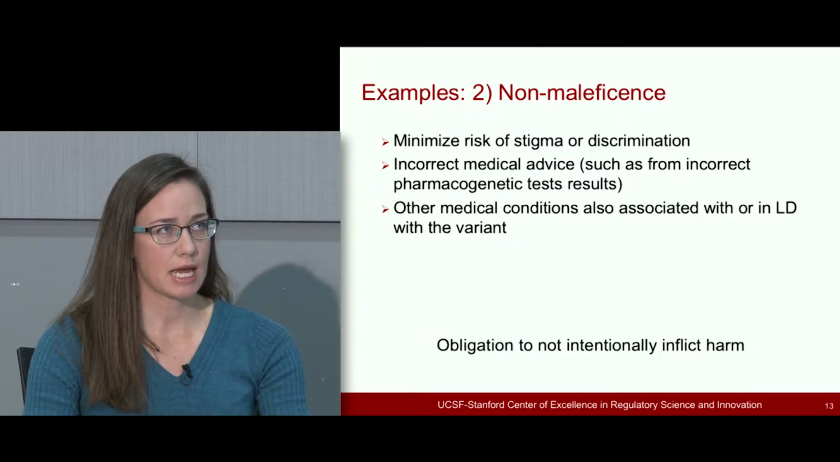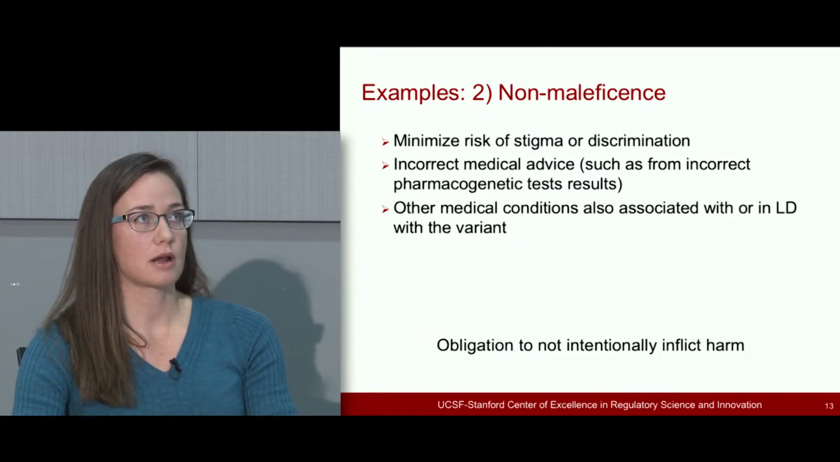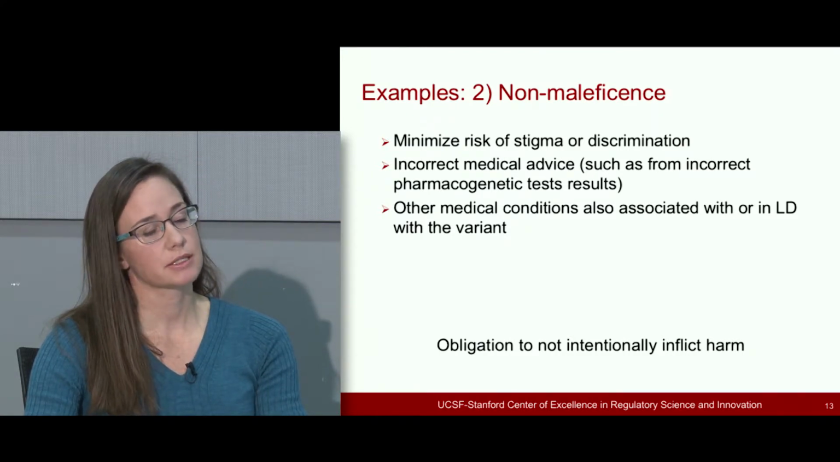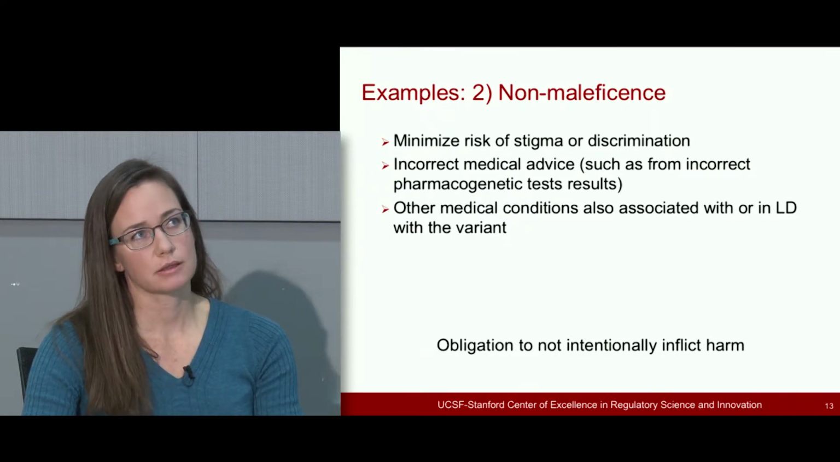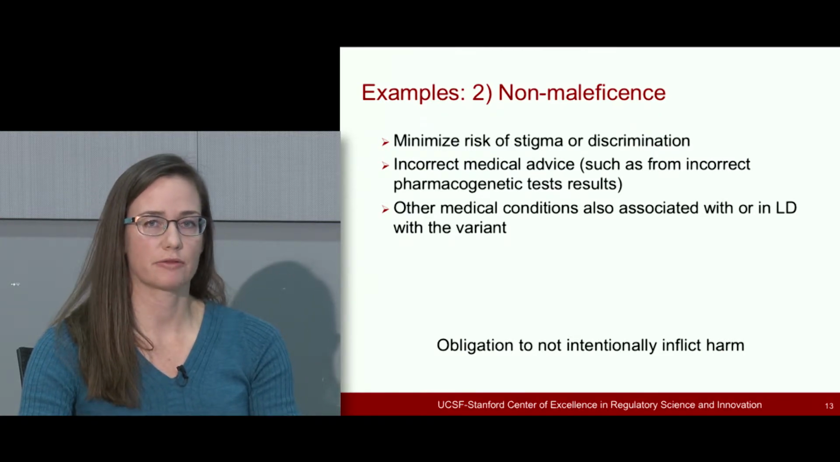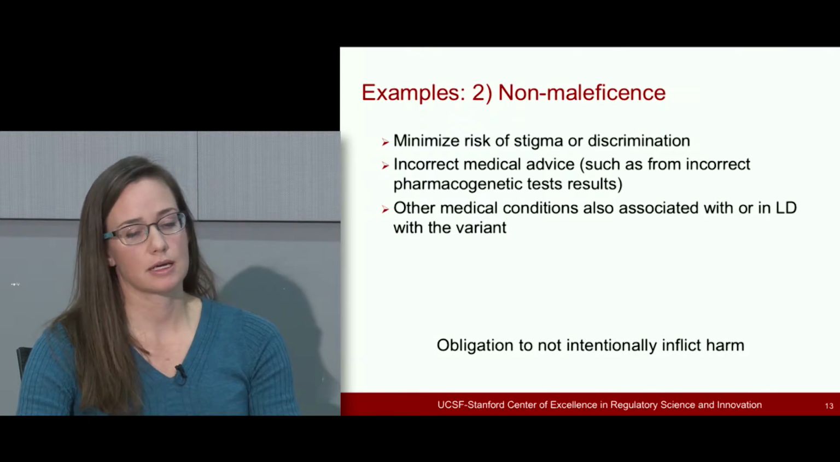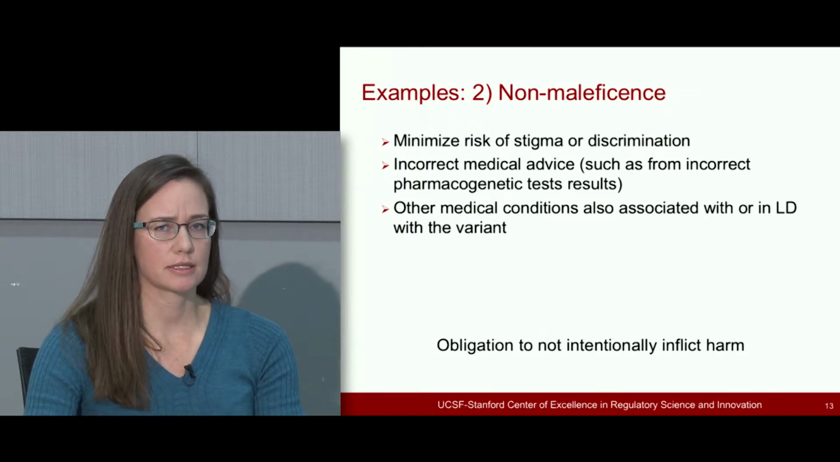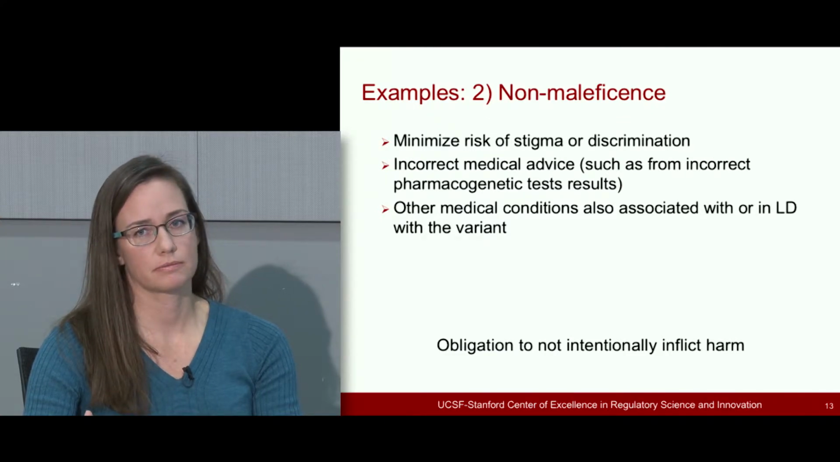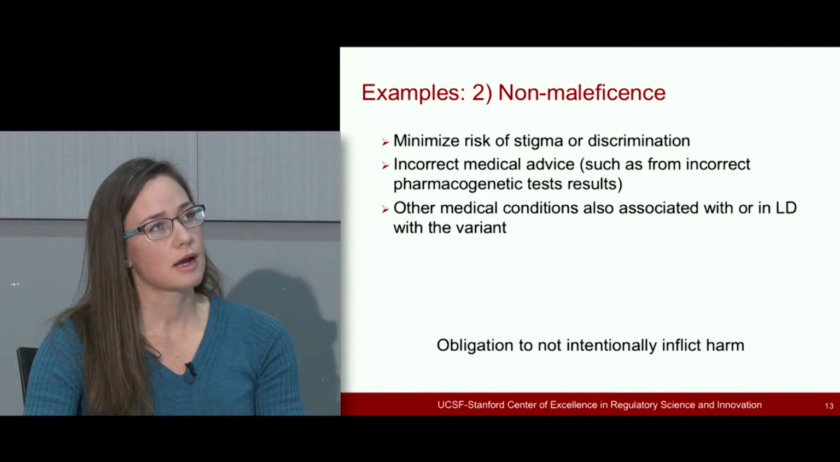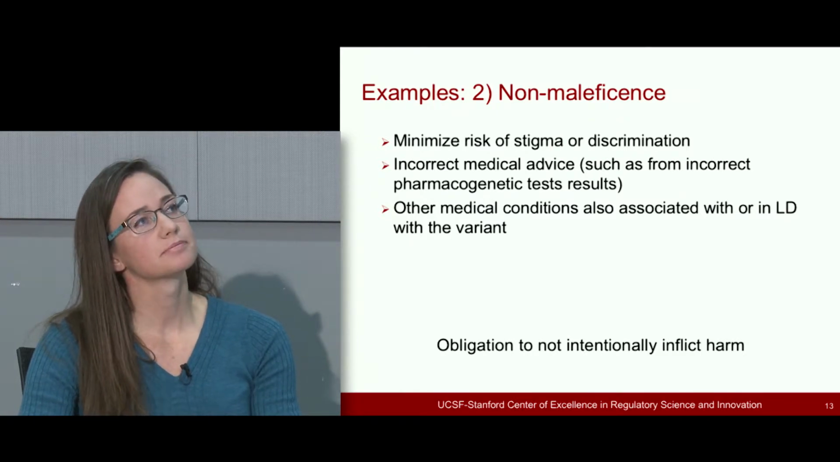So examples in genetics and pharmacogenomics where non-maleficence may be a consideration is that we always want to minimize the risk of stigma or discrimination. Now this issue is a little bit less of a problem in pharmacogenomics because how somebody responds to a medication is not as stigmatizing as, say, risk for a disease. But this can be a consideration in our study designs.